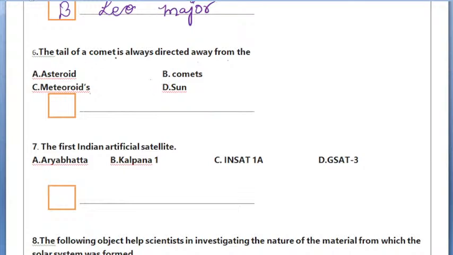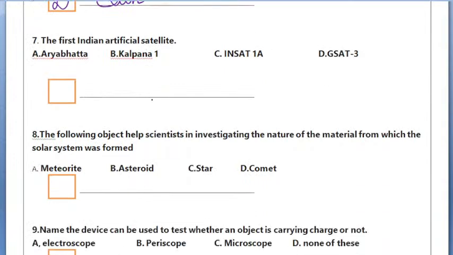See, the tail of a comet is always directed away from the sun. The right answer is option D, it is sun. The next question, the first Indian artificial satellite. Options are Aryabhata, Kalpana 1, INSAT 1A, GSAT 3. Of course, all these are Indian artificial satellites only. Among these, which is the first Indian artificial satellite?